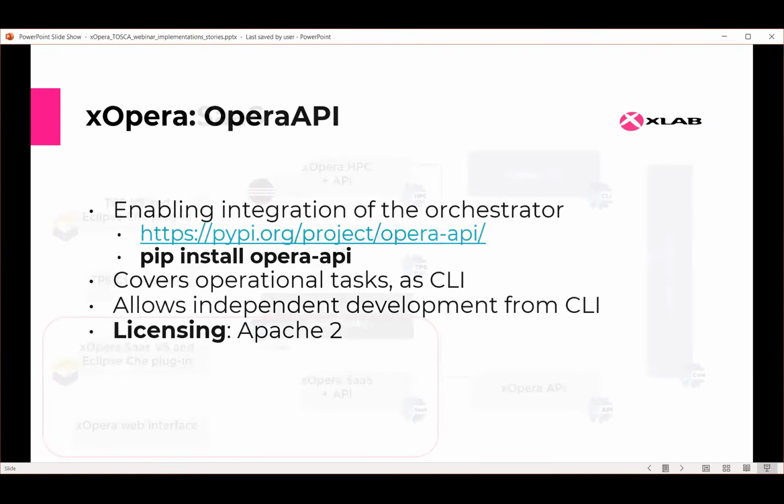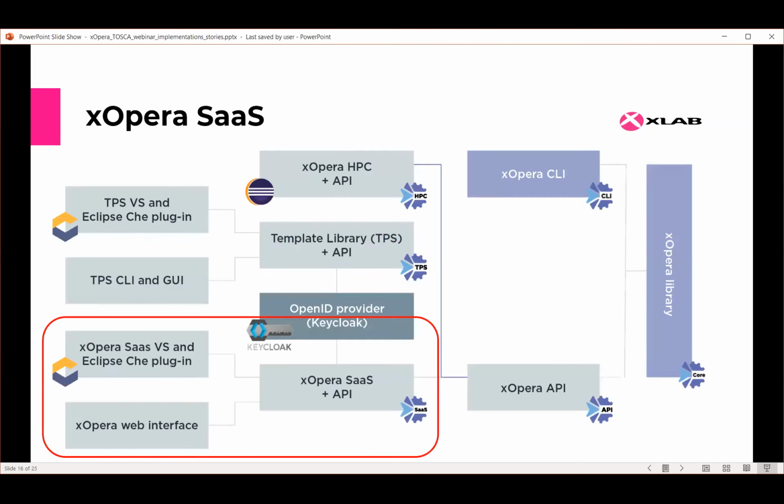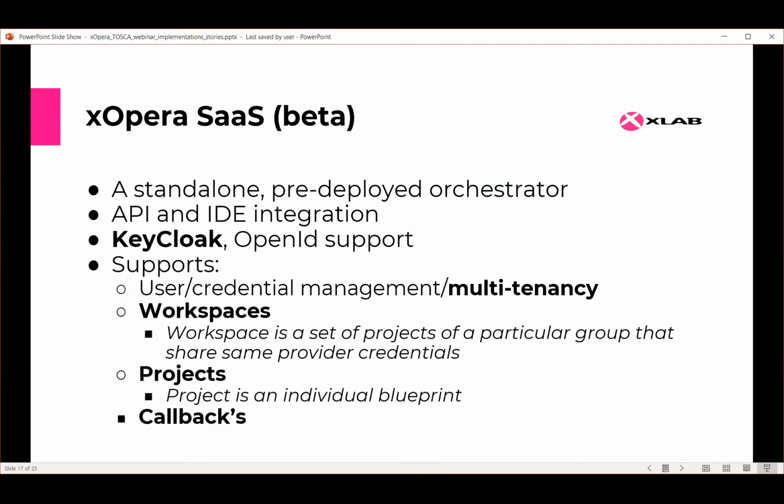Then next one, very important, is the xOpera SaaS and its plugins. So this is xOpera software as a service. With the plugins we have are also, as you can see here, the Visual Studio and the Eclipse Che plugins, and also it has its own web graphical user interface. So xOpera as a service is a kind of an orchestrator as a service. This is where you can log in and have a service environment for each of your deployment projects.